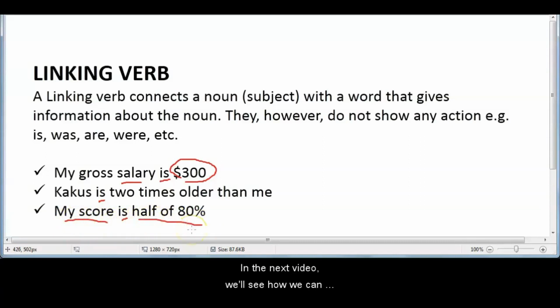Okay, that's it. In the next video, we'll see how we can transfer all this information into expressions.